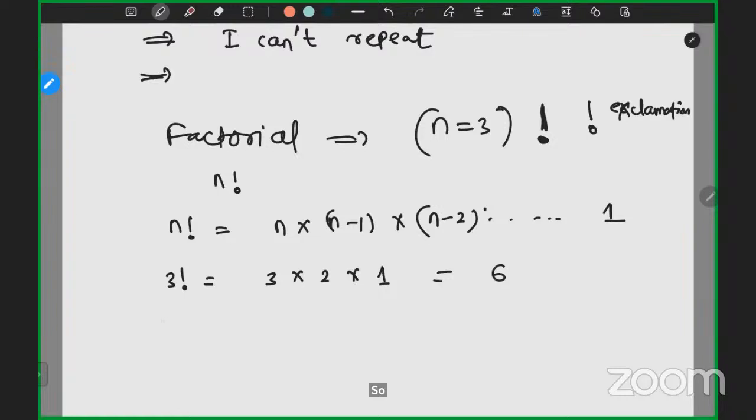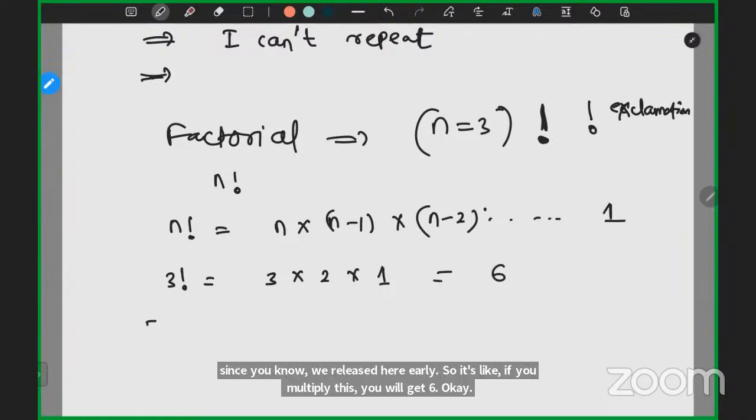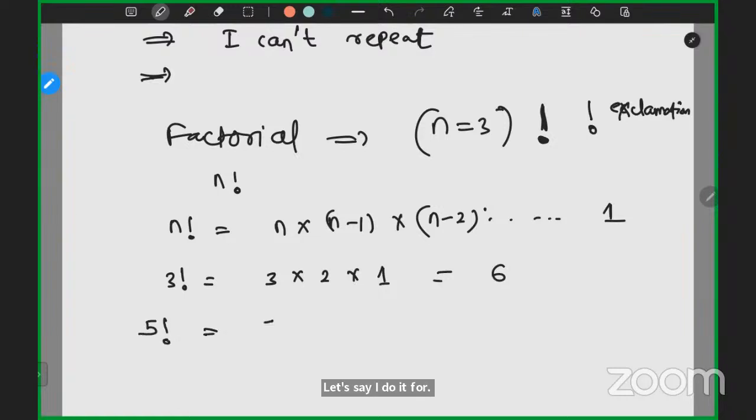Let's say I do it for 5 factorial. 5 is there, then 5 minus 1 is 4, 5 minus 2 is 3, then 2 and 1. So this will be 20 multiplied by 3 is 60, 60 multiplied by 2 is 120. Something like that.